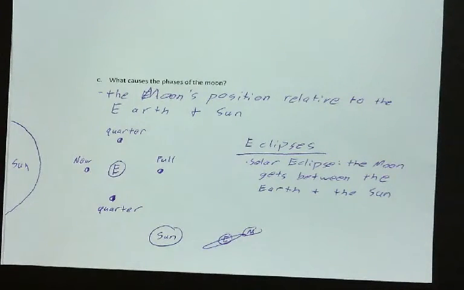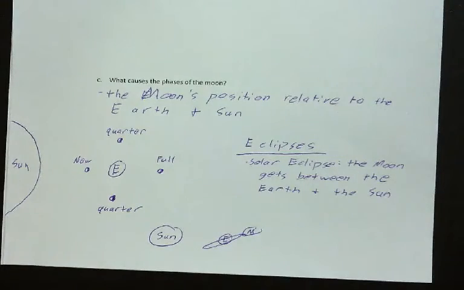So crescent moons are in between the quarters and the new moon. Going from a third quarter to a new moon is called a waning crescent, and going from a new moon to a quarter moon is called a waxing crescent. In between the quarters and the full moon are called gibbous moons. There's a waxing gibbous and a waning gibbous.